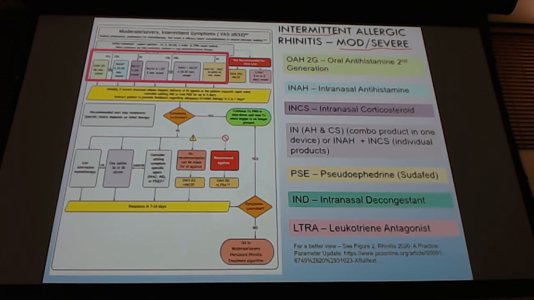And then when you look at this, this is where we have a lot of questions. So this inhaled antihistamine and corticosteroid is a combo product, right? The benefit of that is that you can have your person just take one, like they're only using one intranasal spray. Whereas when you see INH plus INCS, that's 2 separate sprays that they have to do. Okay, so it's less convenient for the patient.